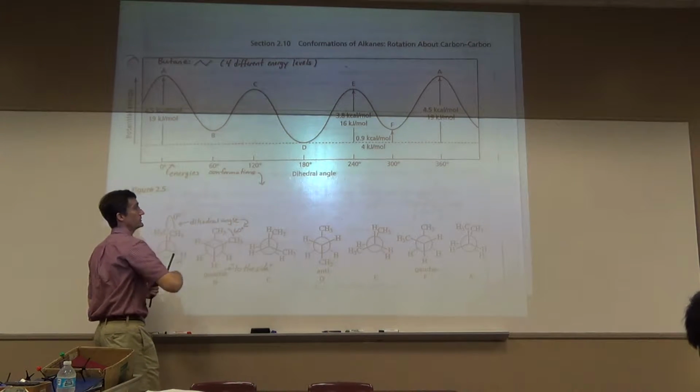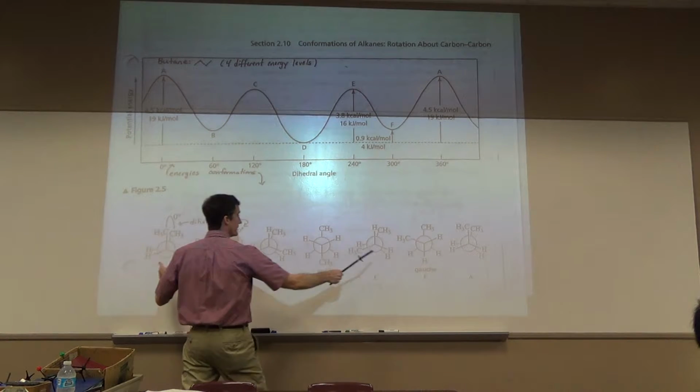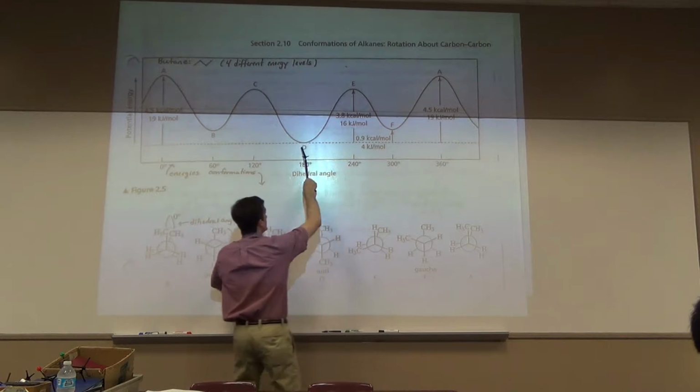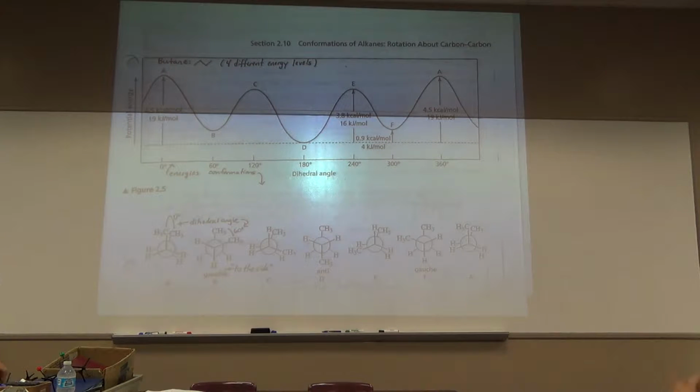It's also the lowest in energy. So your anti is D. So your gauches are F and B. They're low, but they're not as good as D. They're staggered, but they're not as staggered and as good as anti.